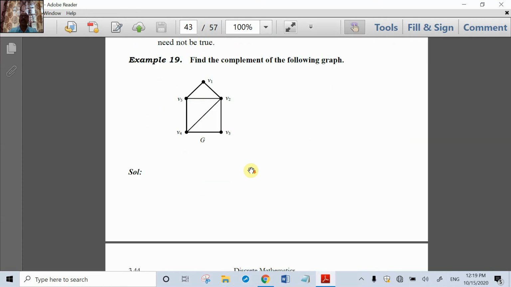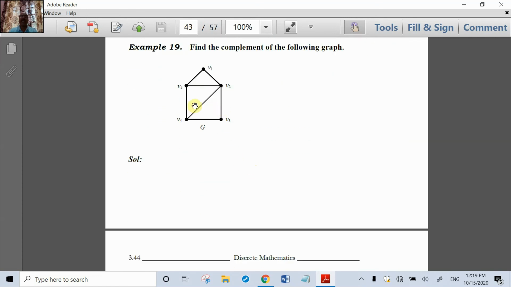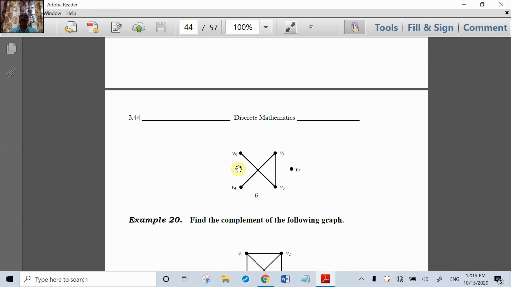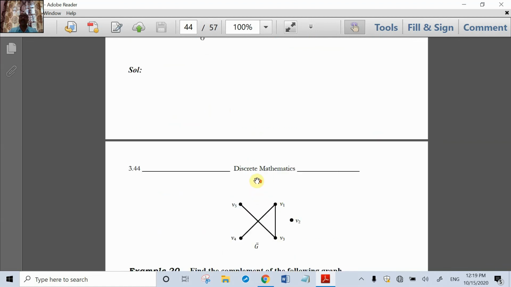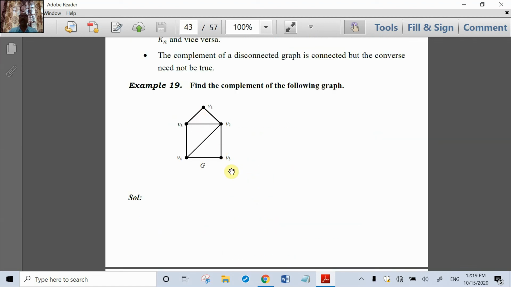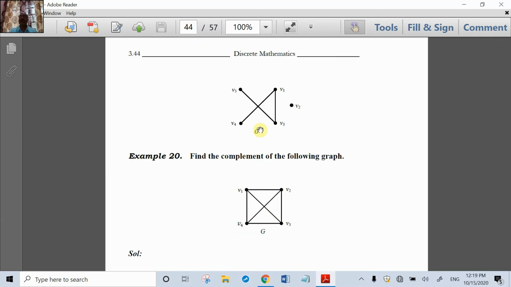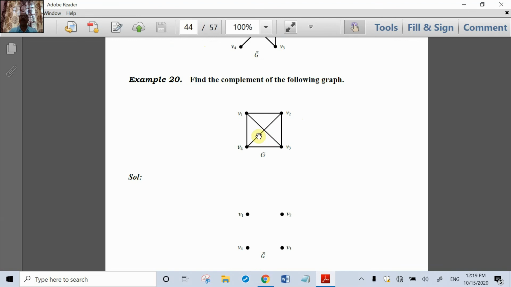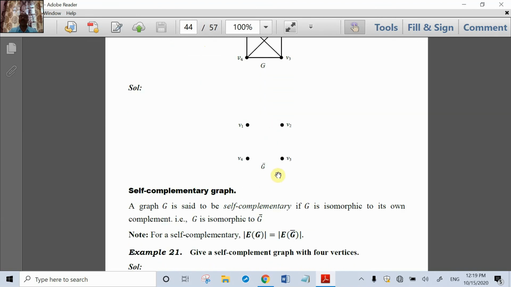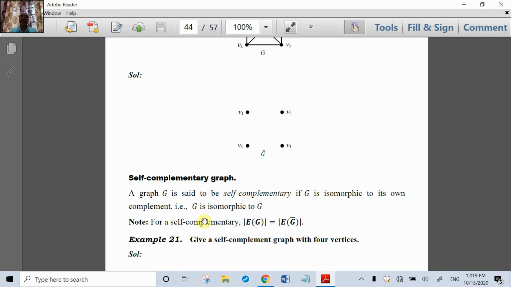Now see this. You write the same vertex set, and here two vertices are adjacent. If there is no link, you put a link here. If there is a link, you delete the link. This is the complement. Now see here all are linked, therefore you delete the links, you get this. Self-complementary means that G and G bar are isomorphic. Then we say self-complementary. For self-complement, E of G equal to E of G bar. Both have the same number of edges.